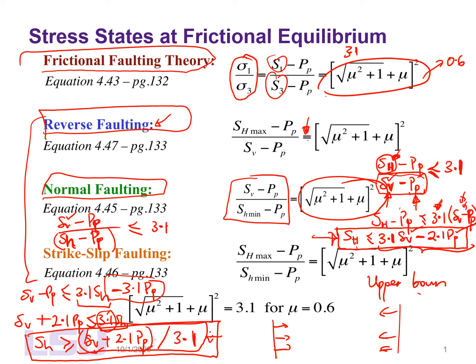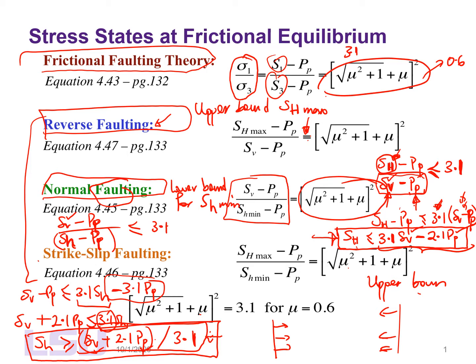So CFF establishes a lower bound for SH mean in the normal faulting regime. In the reverse faulting regime, it establishes an upper bound for SH max. Maybe I should write it in full now. Very important. And you will see how we'll use that in stress polygons shortly.